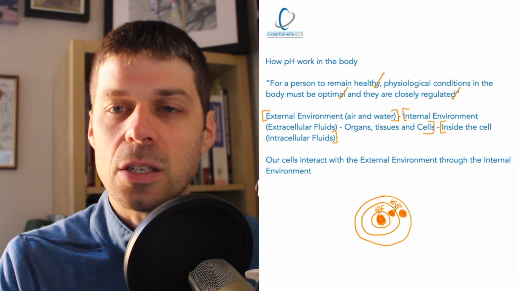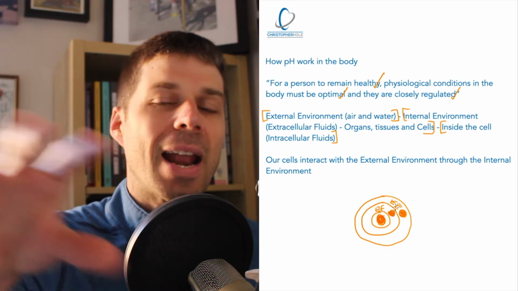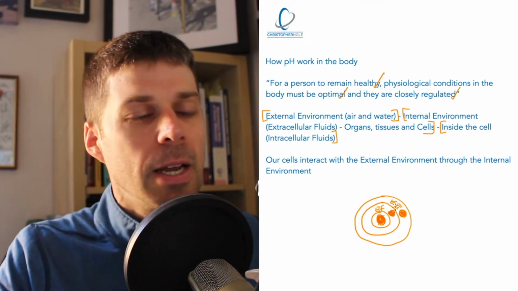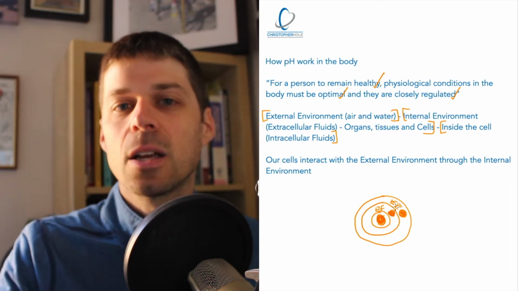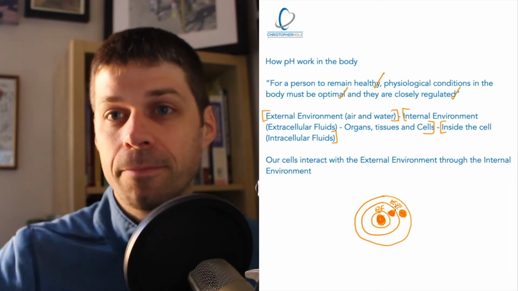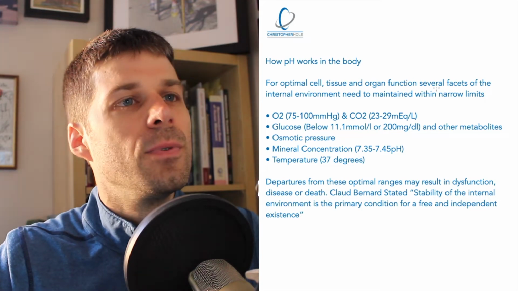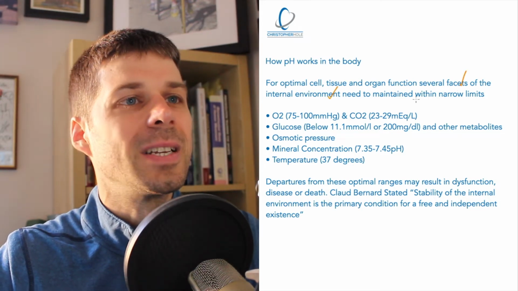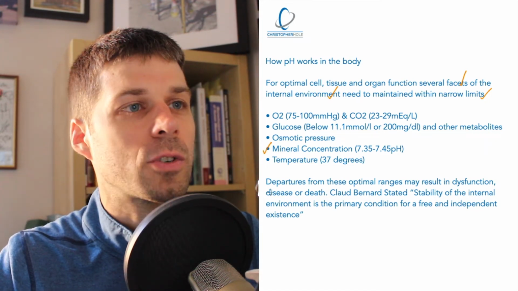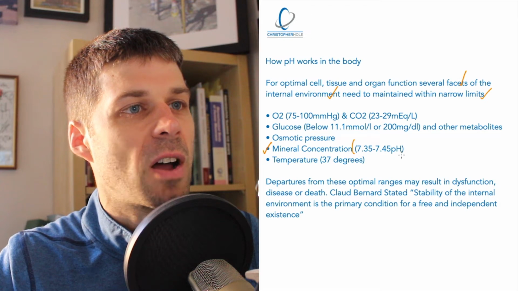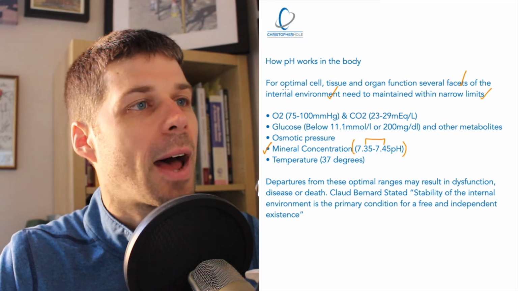But what that starts to tell us is that the food that we eat can have an effect on the internal environment. That's point number one. What we need to understand is how this then affects the pH within the body. For cells and organs to function optimally, several facets of the internal environment need to be maintained within narrow limits. So we have pH, or mineral concentration, between 7.35 and 7.45. That's the narrow limit they're talking about with regards to how the cell functions optimally.